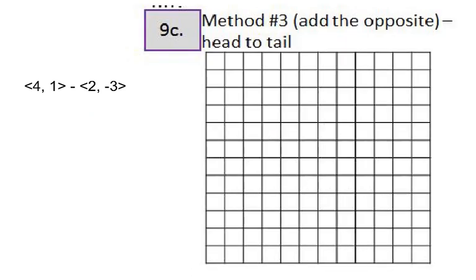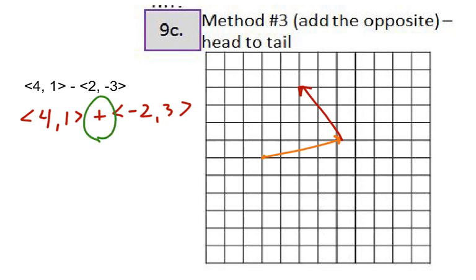Okay, in 9c we're going to do the same thing. So again we're going to change that to adding the opposite. Okay, and this time we're doing head to tail, so I'm going to start at a point and go over 4, up 1, and then at the end of that I'm going to go -2 and up 3. And then since we're adding head to tail, I can just close my triangle, but since we're adding, we start at the beginning and go towards the end.